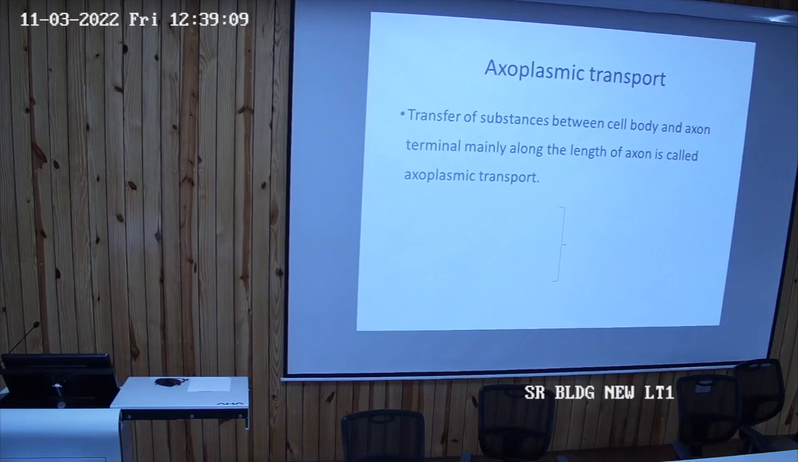It will go down in the axoplasm, and it will help in the transmission of impulses. So it is the transfer of substances between the cell body and the axon terminal, the lowest part, the axon terminal. So mainly along the length of the axon, it goes down through the length of the axon. So this process is called the axoplasmic transport.